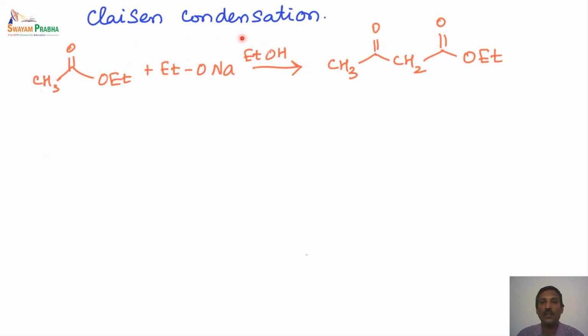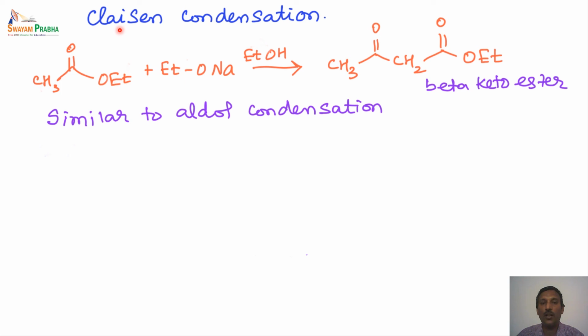The next one is the Claisen condensation. A carboxylic acid ester, when treated with sodium ethoxide in ethanol, produces a condensed product. This is nothing but a beta keto ester. This is the ester group, this is the alpha carbon, this is the beta carbon. On this beta carbon we have a ketone group and we have an ester. So it is a beta keto ester. These kinds of condensed products are formed. That's why this name reaction is the Claisen condensation reaction.